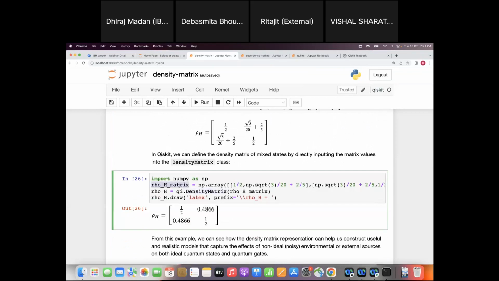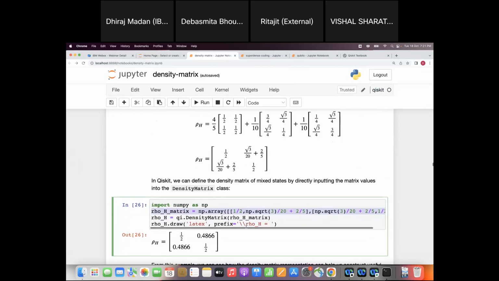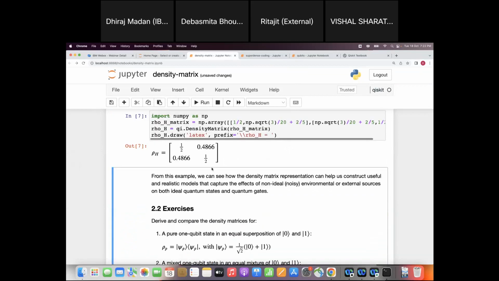And now if I want to compute this matrix, it will turn out to be this. But let's try to compute it using NumPy. We create this same matrix and then we import it in the quantum information module, right?